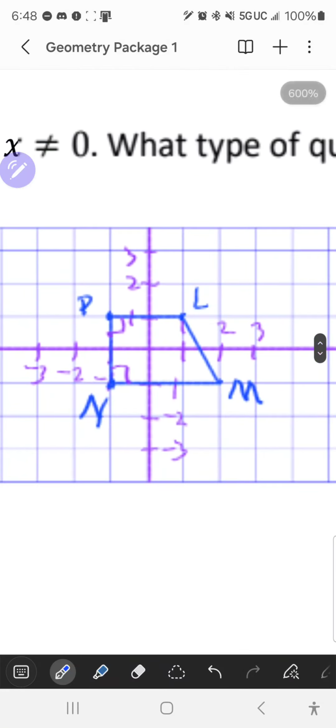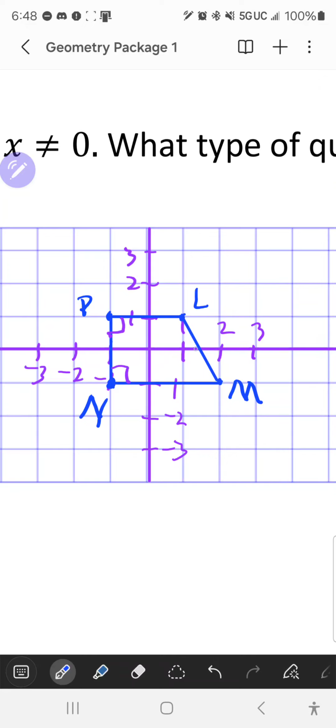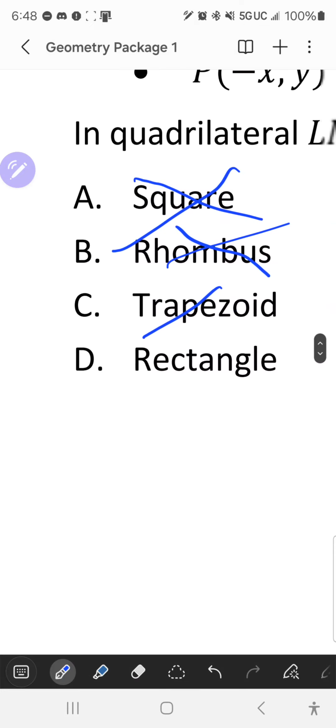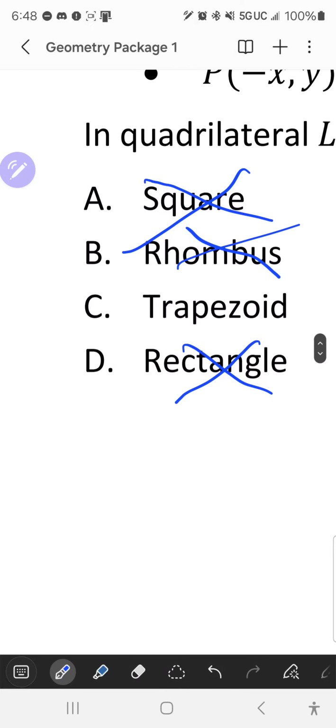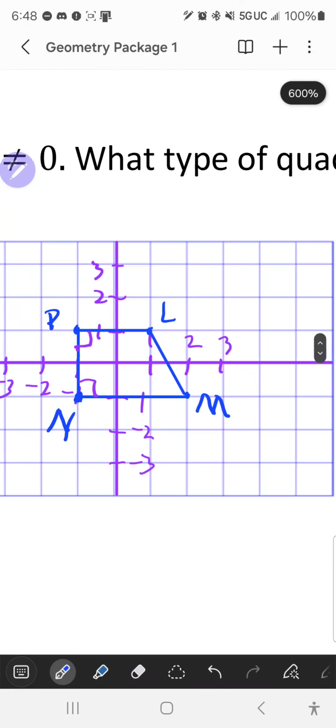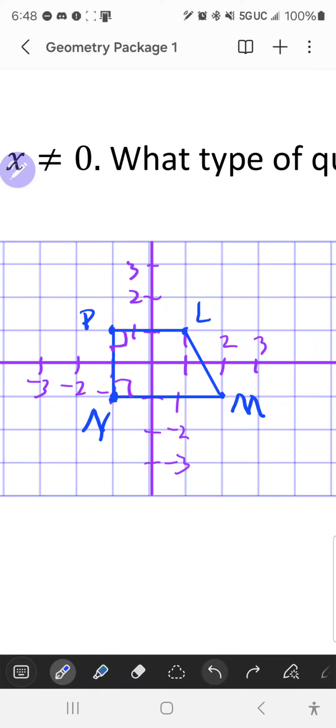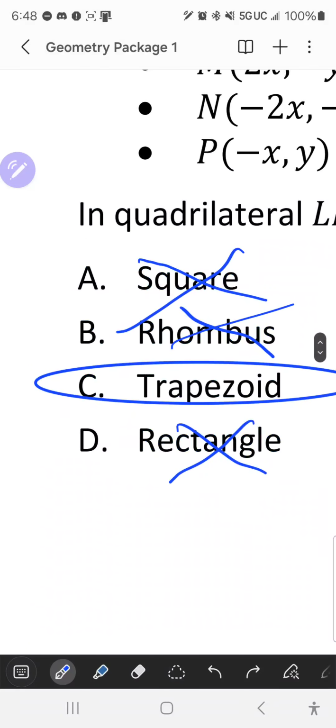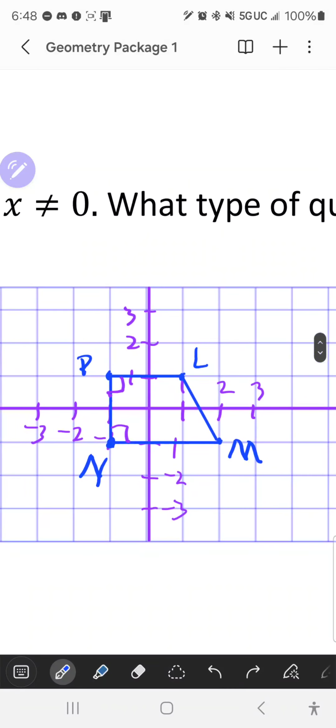It's not a rectangle because for it to be a rectangle, this side would need to be parallel to this side. As you can see, they are not. And also the 4 angles would need to be right angles, so it's not a rectangle. And we are left again with trapezoid. And since we have a pair of sides that are parallel to each other, which is LP and MN, yes, this is our trapezoid. More specifically, this is a right trapezoid since these two angles are right angles.